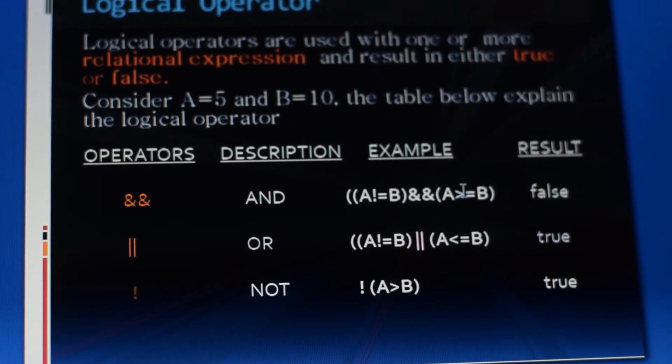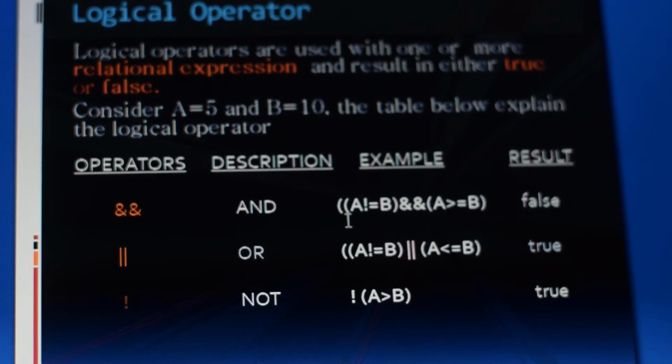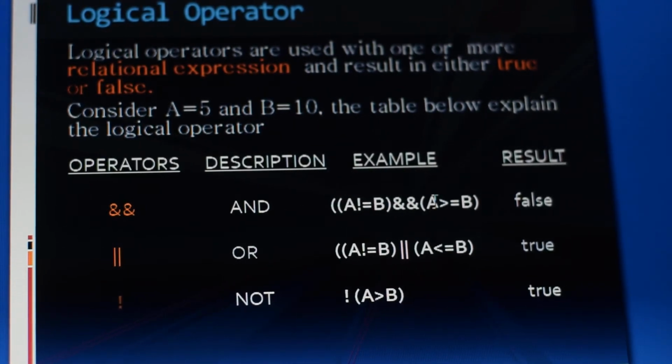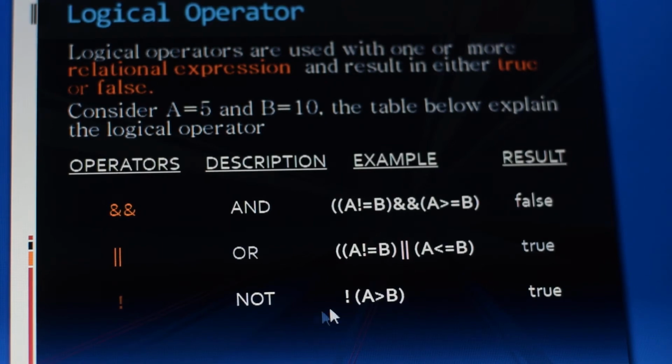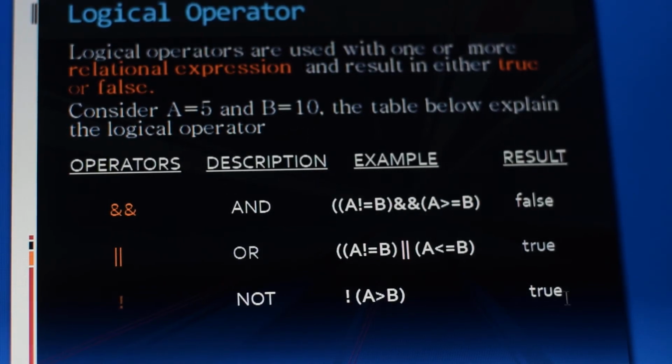Here two conditions are there. In the AND operator, both the conditions should be fulfilled. If both the conditions are not fulfilled, then it results in false. In the OR operator, here the two conditions are there. Out of two conditions, one condition should be fulfilled. If it is satisfied, then it will be true. And in the NOT operator, here you see NOT A greater than B. So 5 is not greater than 10, and the result is true.